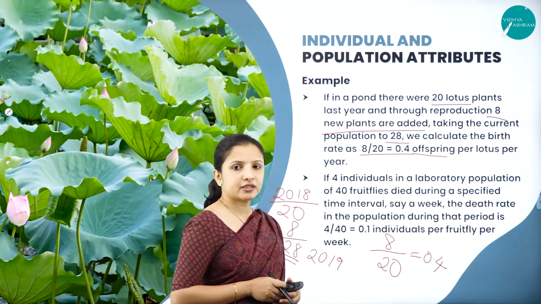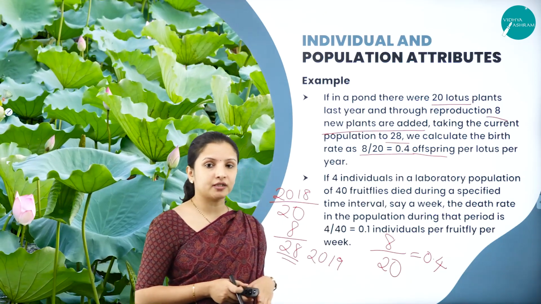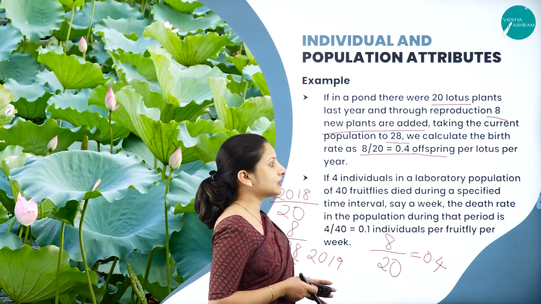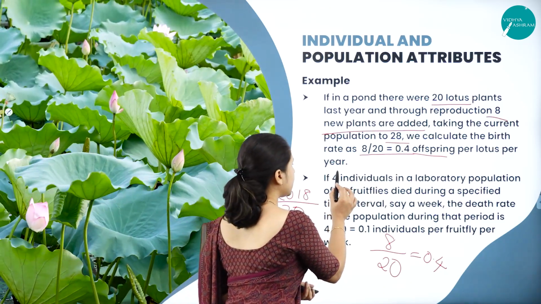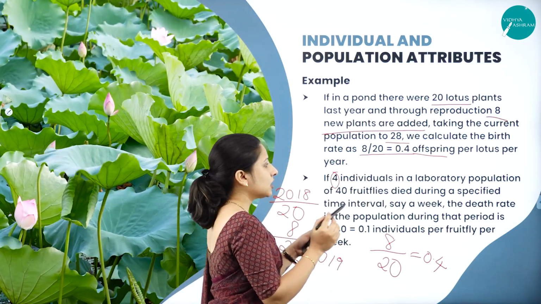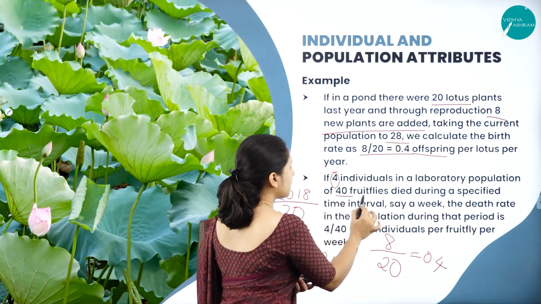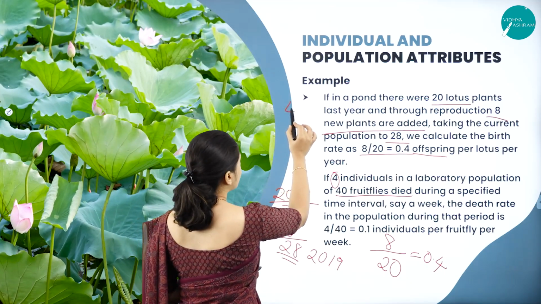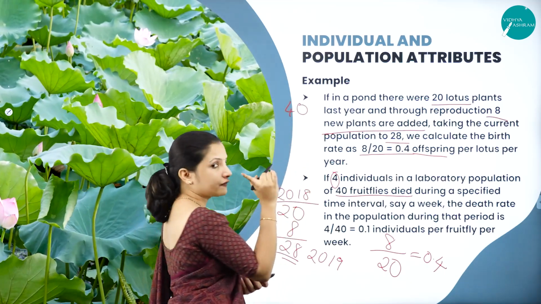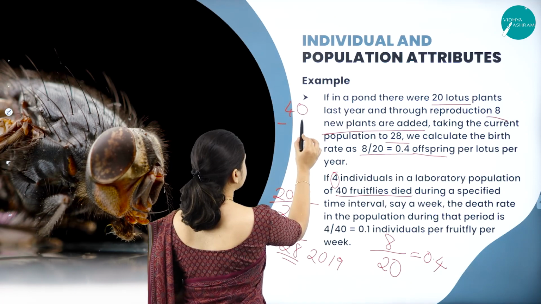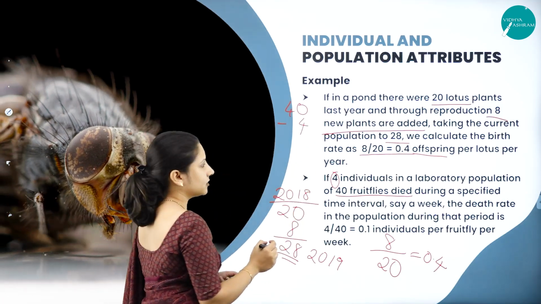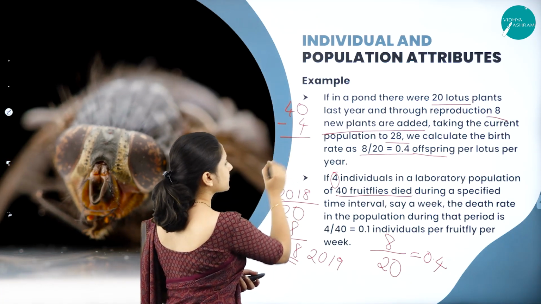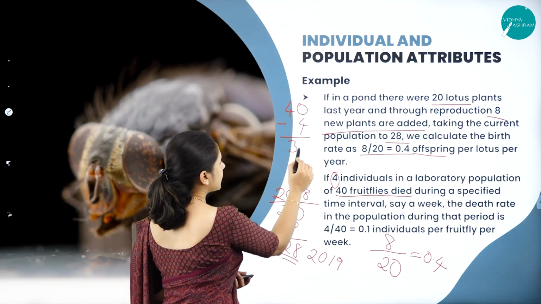Say for example, there is one more here. This was about birth rate. Now we'll talk about the death rate. So if 4 individuals in a laboratory population of 40 fruit flies died. So how many were the fruit flies? There were 40 fruit flies, out of which how many died? It was 4. So I'm subtracting here, because 4 got reduced because death occurred. So here it is 36.